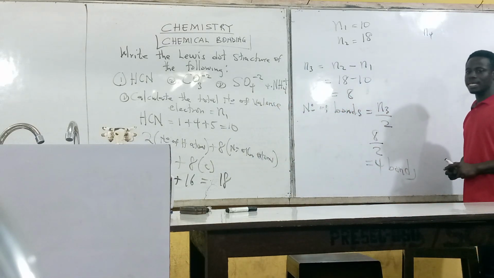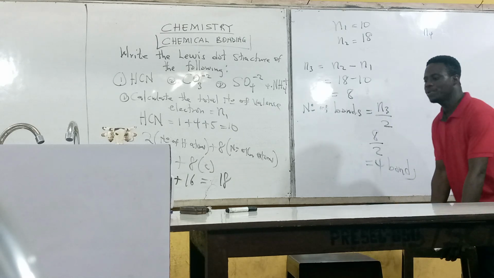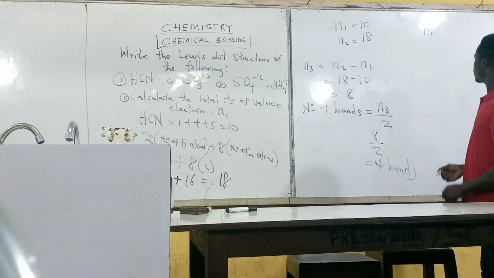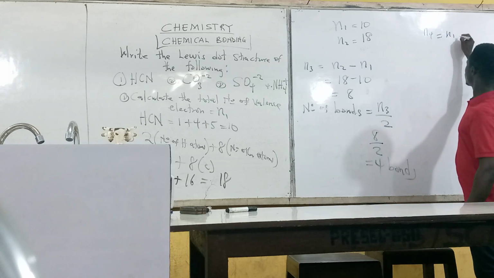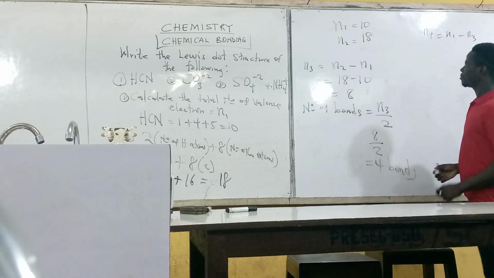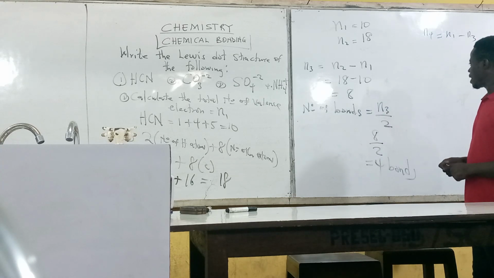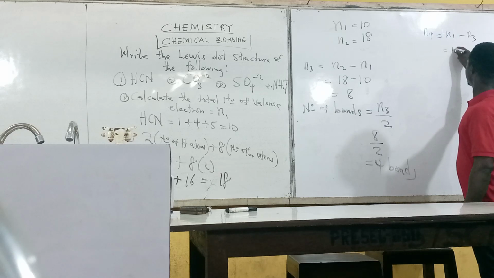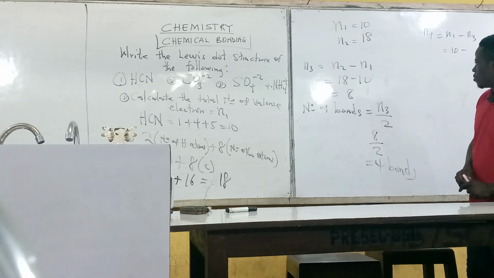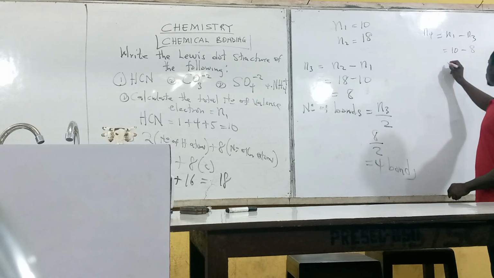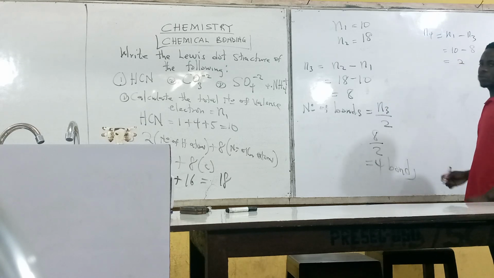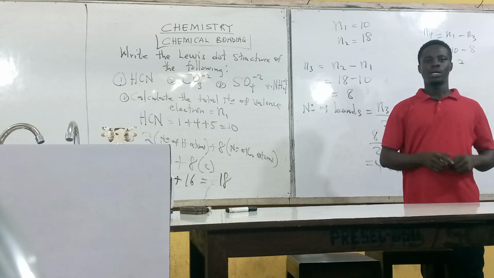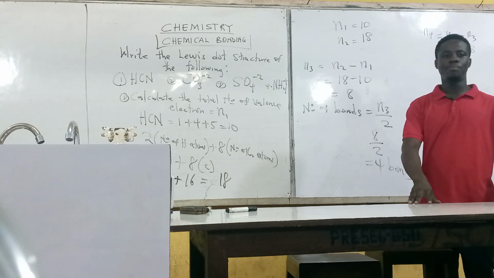Now let's look at another one, N4. We need to also look at N4. How do we calculate for N4? N4 can also be calculated by saying N1 minus N3. So what is N1 value? We have N1 to be 10, minus what is N3 value? We have 8. So when you do that, you are going to get 2.